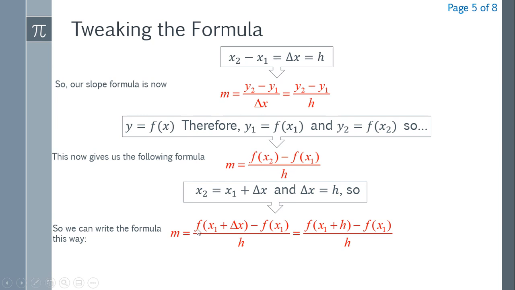M, which is slope, is equal to f of x plus some tiny little delta minus f of x1, divided by h. And we could change this delta x to that h as well, like we did at the top here. f of x1 plus h minus f of x1, divided by h. And that is going to be the slope. Now, what can we do with that?